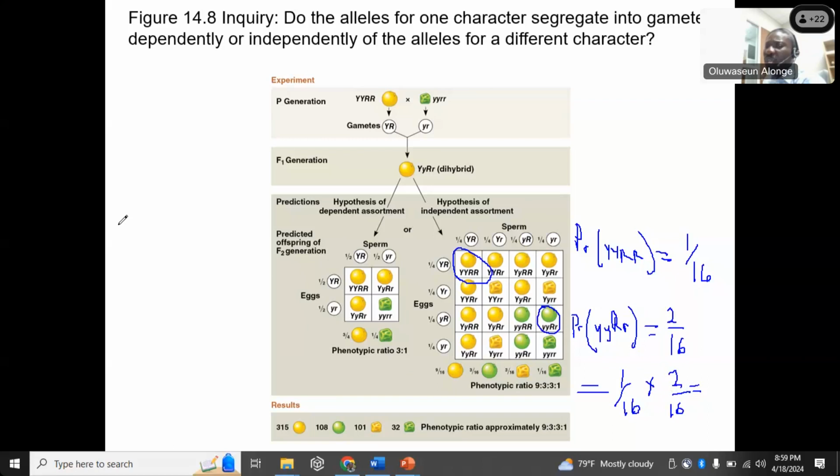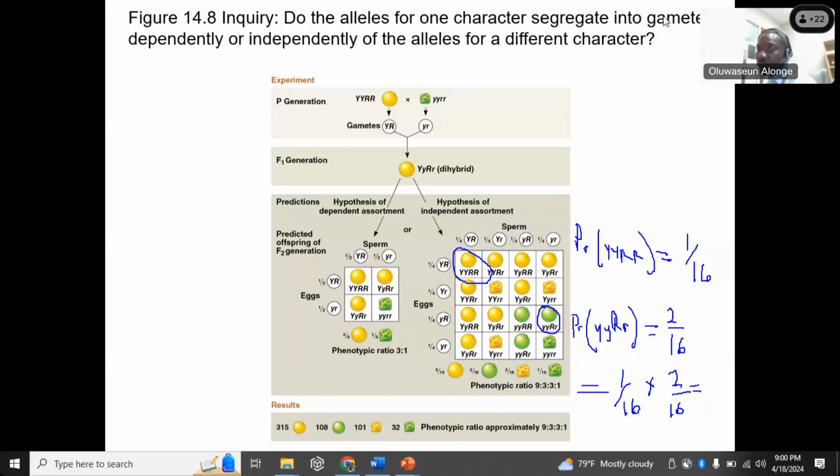Now, if the question were to be, what is the probability that it is going to be this or this? You know, when the probability was this and this, we multiply. But if it was the probability of this or this, then we are going to add at that time. So the addition rule is going to come into place. It will now be 1/16 plus 2/16. That will be the addition rule.